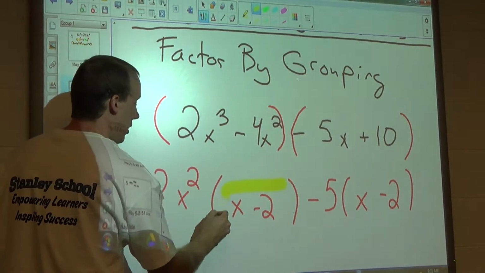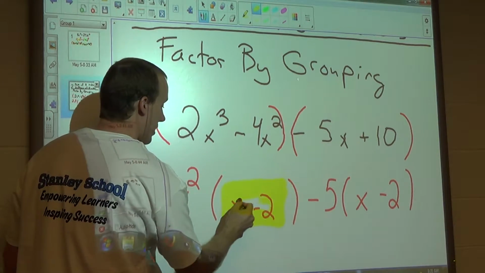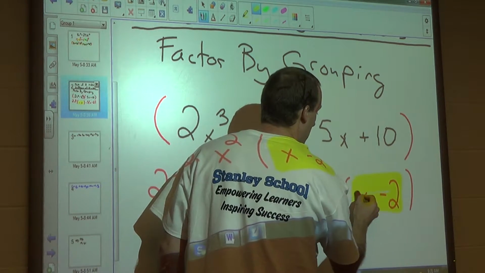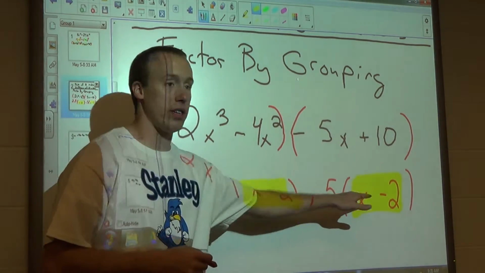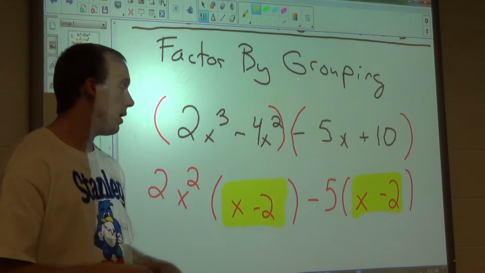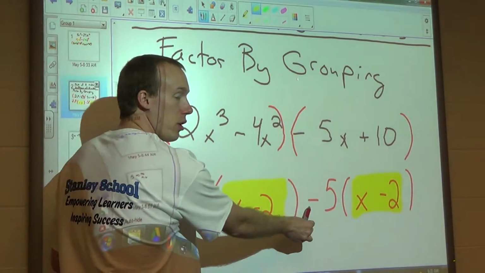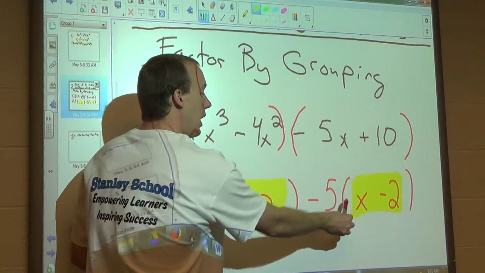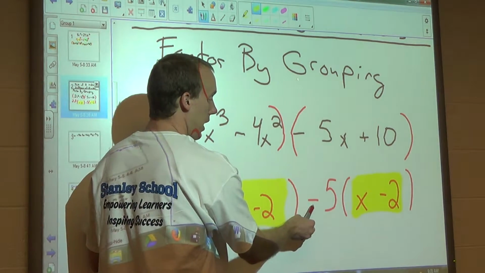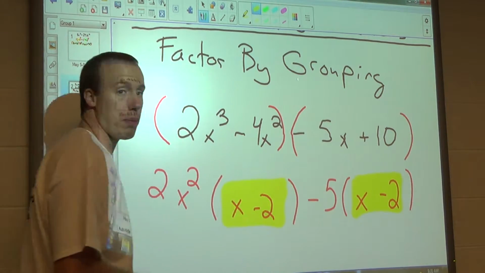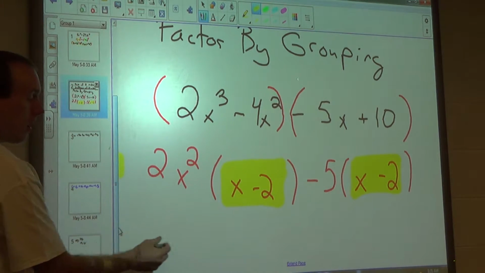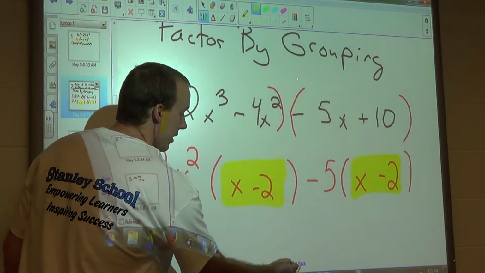What do you notice right here? Those are the same thing. Guess what? Whenever I do factor by grouping, you always, always, always have to have the same thing here and here. If you don't, then it's not going to work out with factor by grouping. So that's the reason why I took out a negative. If I didn't take out the negative, it would have been a minus x and a plus 2, and those aren't the same. So the reason why I took out the negative was to get this parenthesis and that parenthesis to match up. Could you put it as 2x squared minus 5, parenthesis, x minus 2, parenthesis? That's exactly what you do.